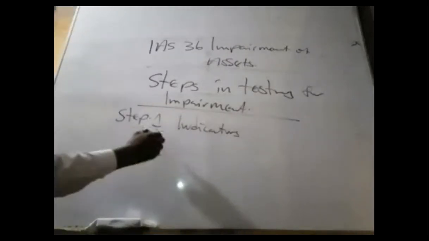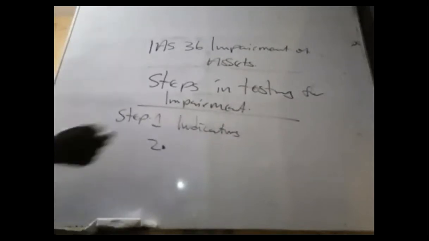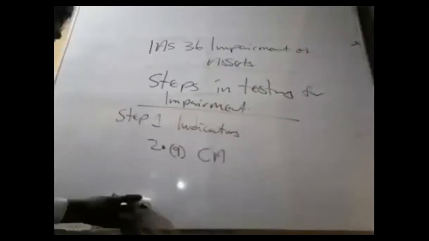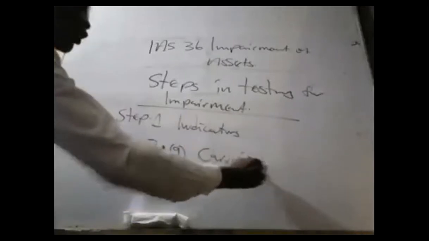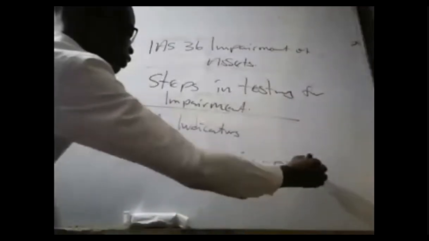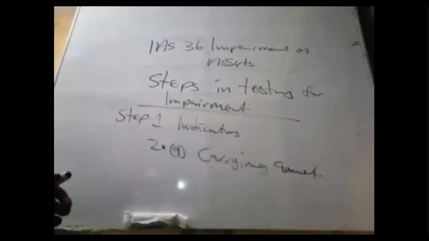Step number two, after the indication or the symptoms of impairment, we now determine the following values. Determine A, the current amount of the assets. You have to determine the current amount of the assets, which we probably already have in our books. So the current value of the asset is still within issue. We have it in our books, so just pick it up.